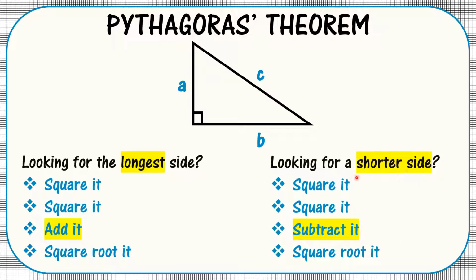If we are looking for a shorter side, so if we are looking for a, or if we're looking for the value of b, what you would do is square it, subtract it, square root it. So if we are looking for the longest side, you will add. If you are looking for a shorter side, you will subtract.